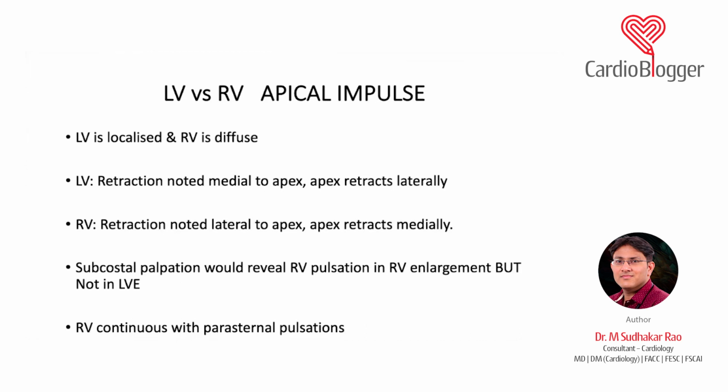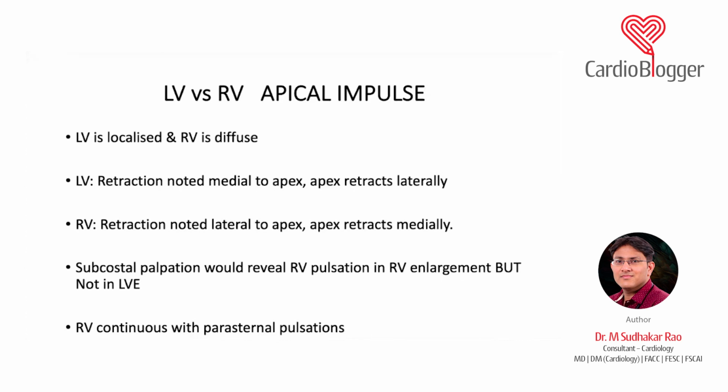Now, the third important point which differentiates the LV and the RV is continuity with the parasternal heave. Suppose you have a case where you get a parasternal heave, like parasternal heave type 1, type 2, type 3. You see whether the parasternal heave and the RV apex are continuous with each other. It means there should be no area of silence in between the apex and the heave. So if they are continuous with each other, it is an RV type of impulse. If the apex and the parasternal heave are not continuous with each other, it is an LV type of impulse. These three are the basic rules for how you differentiate the LV and the RV apex.